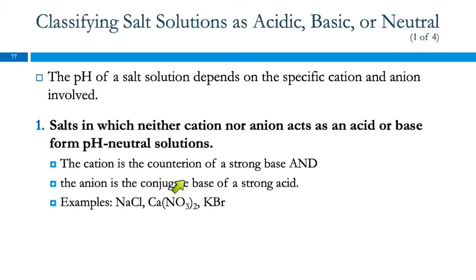So the cation is the counter ion of a strong base, and the anion is the conjugate base of a strong acid. Those are going to be things like NaCl, calcium nitrate, KBr. Neither of these can act as an acid or base. They're pH neutral.